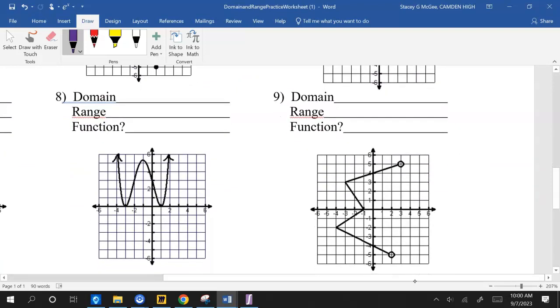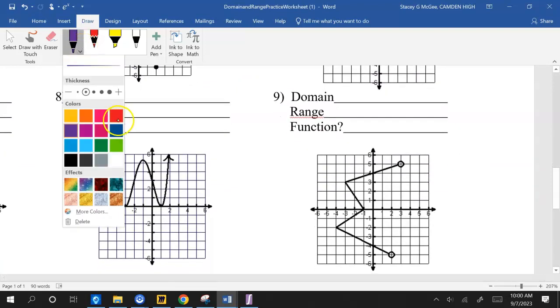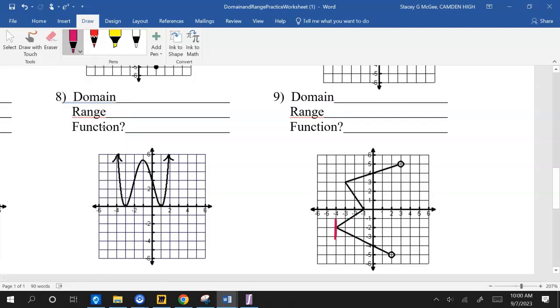Number 9. All right, domain left or right on this one? That's right. I was going to say that one, but that's not. All right, so it's smooth and continuous all the way across. So negative 4 until I hit what? 3. Why is it a parenthesis? It's an open dot.